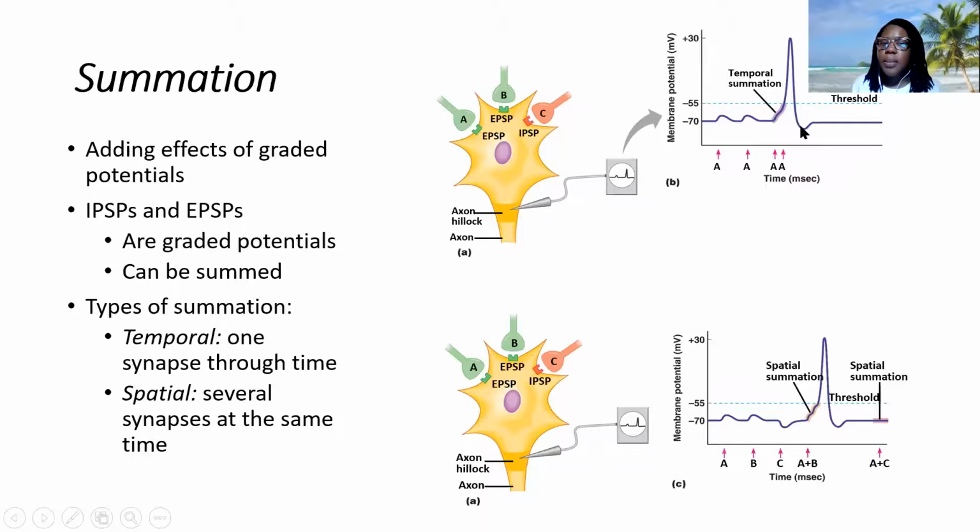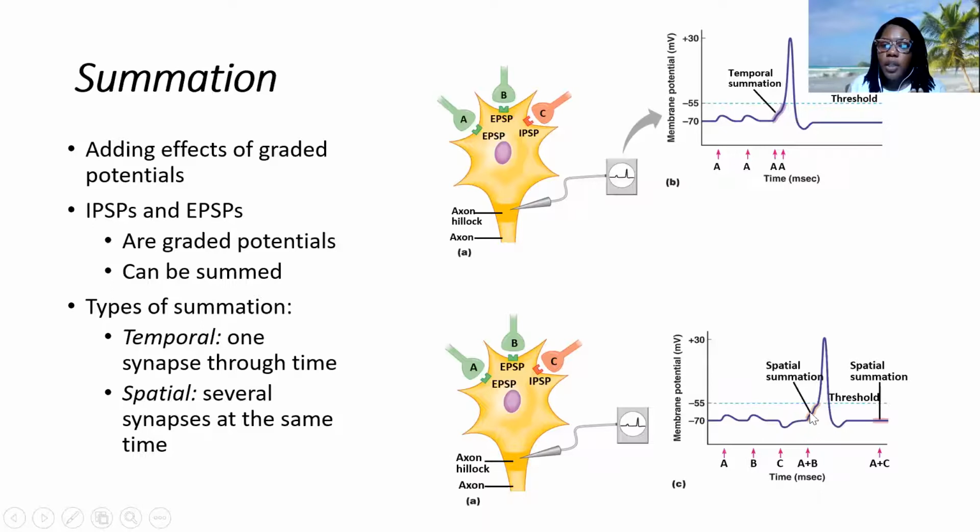So that's temporal summation. Spatial summation is happening at different synapses. So here we're taking different synapses into account. We're looking at what's happening at synapse A, what happens at synapse B, what happens at synapse C, and they're happening at the exact same time. So exact same time, different spots for spatial summation versus the exact same spot, slightly different times for temporal summation.